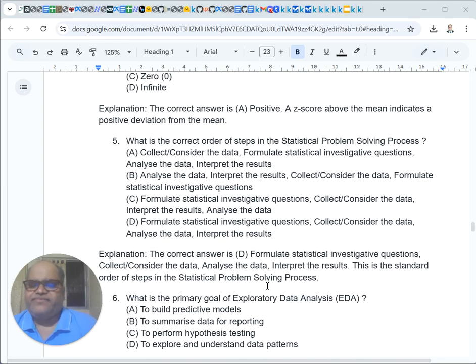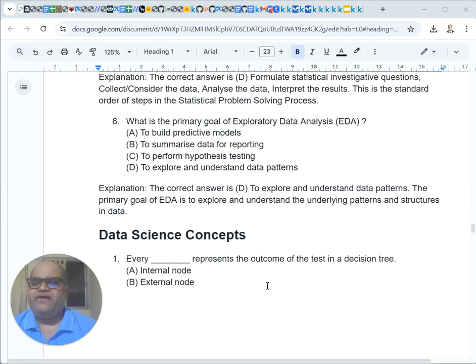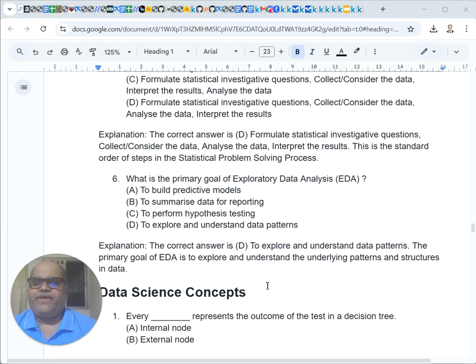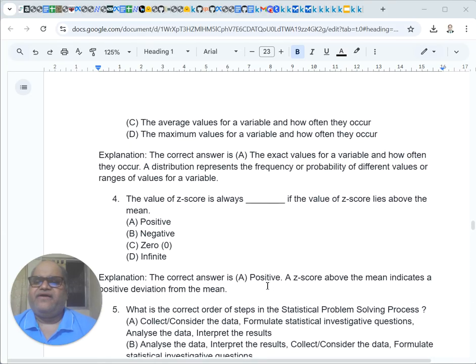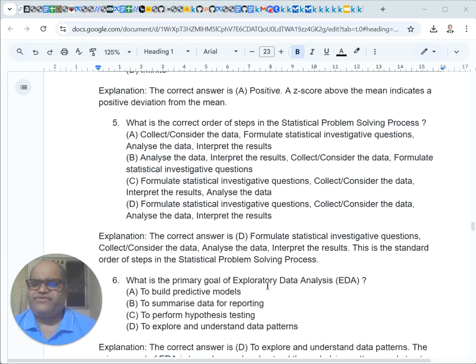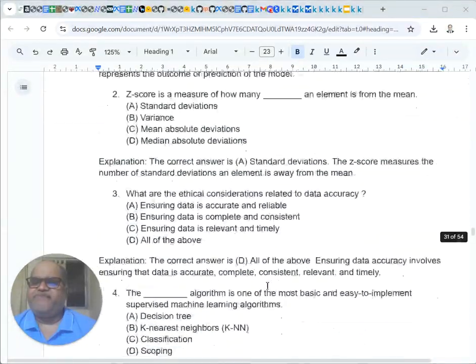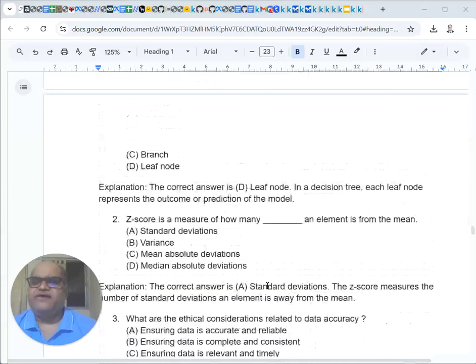The next question is, what is the primary goal of exploratory data analysis, right? So to build a predictive model, to summarize data, to perform hypothesis testing, or to explore and understand data. So quite obvious it is option D, right? Okay, so these were the typical 5-6 questions around EDA. I think there will be a few questions on univariate and multivariate analysis.